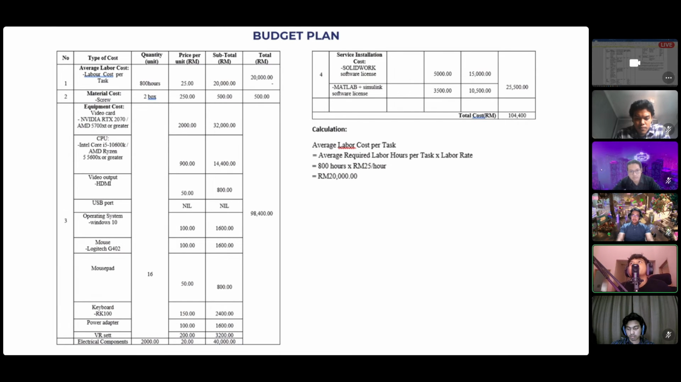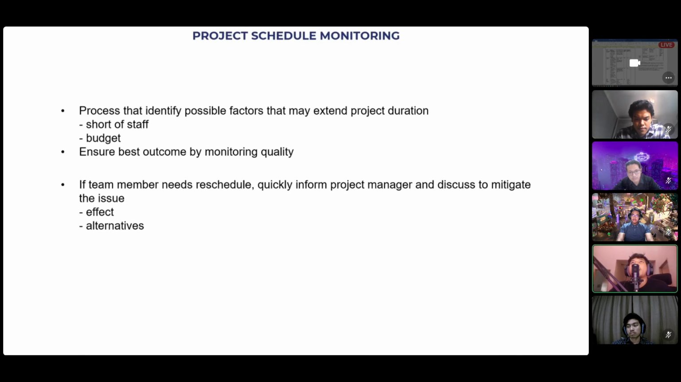Overall, the hardware, equipment, software, and commissioning all total up to 104,400 ringgit, with the labor costing around 20,000 ringgit. Okay, so what is project schedule monitoring? It is a process to identify possible factors that may extend the project duration, such as shortage of staff and budget. So we have to make sure we keep to the project schedule to ensure the best outcome by monitoring quality. If a team member needs to reschedule some time, they need to quickly inform the project manager and discuss how to mitigate the issue.